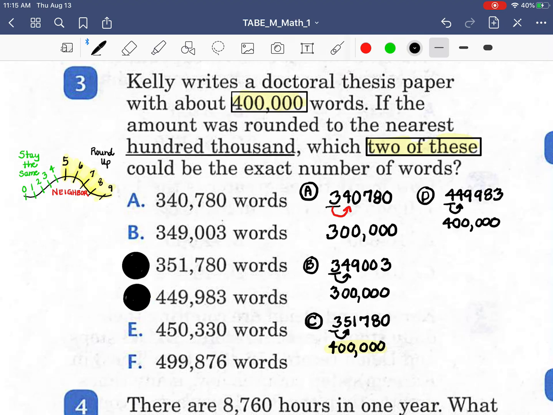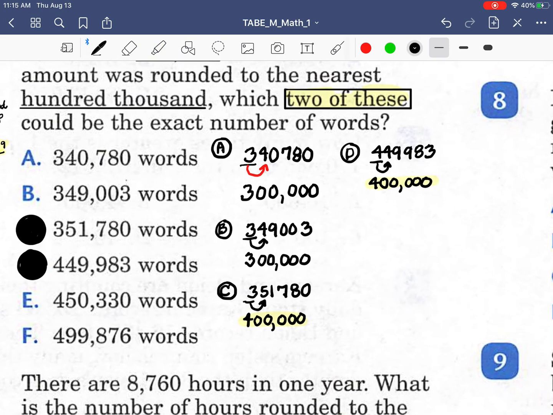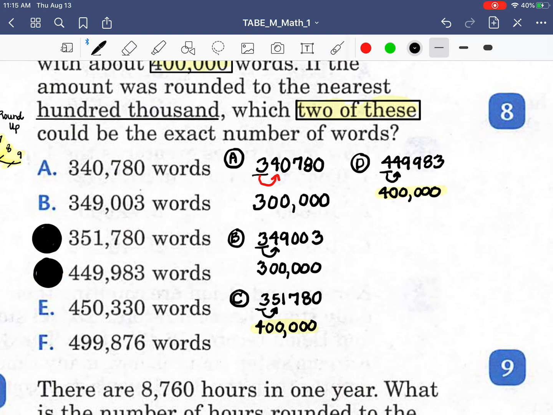I'm going to go ahead and do E and F just because I want to practice with you how to do these. But if I were taking a test and I have the 2 that I need, I would go on to the next question. You don't want to waste your time working problems that you don't need to work. But because we're practicing, we're not doing a test. Let's take a look at these last 2.